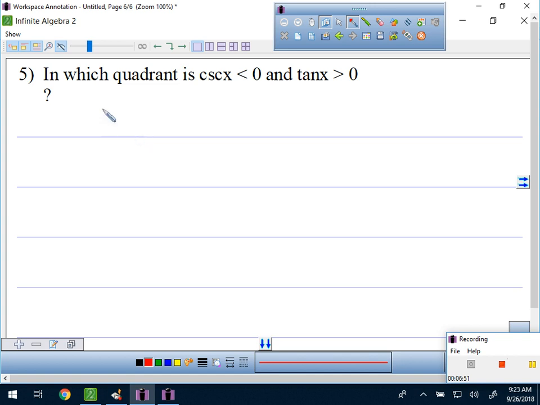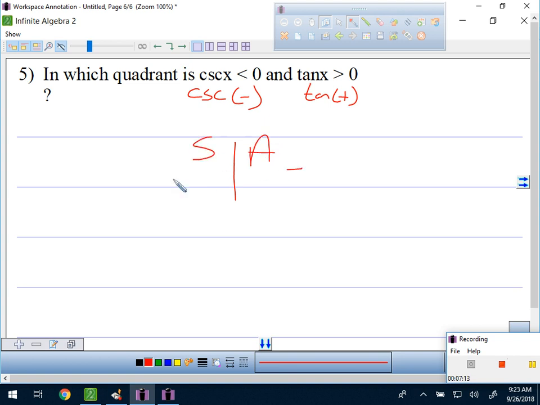All right, it says in which quadrant is, and this is what probably throws you off, it says cosecant is less than 0. Guys, that means where cosecant is negative. Where tangent is greater than 0, that means where tangent is positive. So those are what those symbols stand for. I'm going to look at A-Smart Trig class.